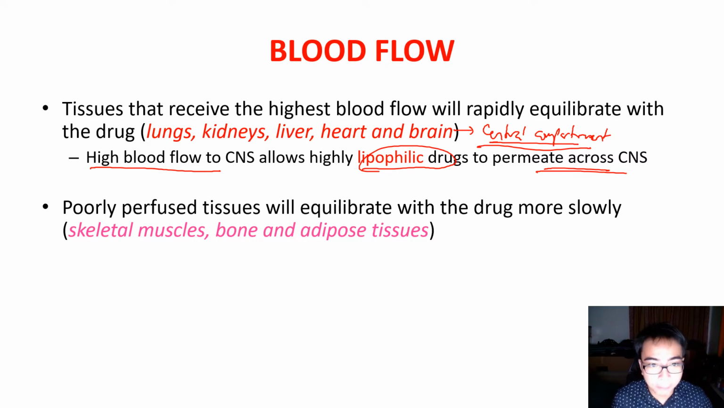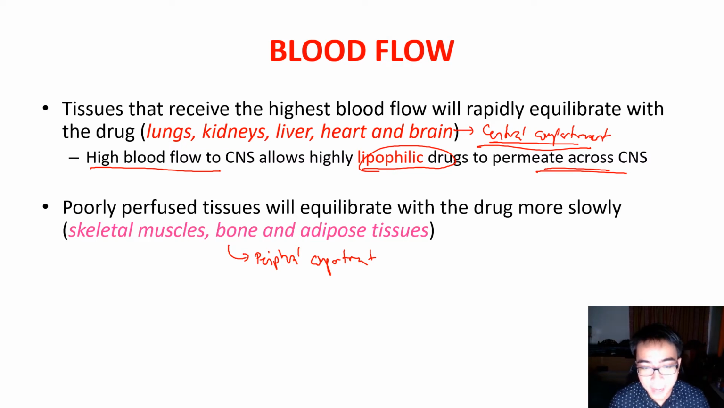Okay. So, poorly perfused tissues will equilibrate with the drug more slowly, like skeletal muscles, bone, and adipose tissues. Now, these poorly perfused tissues, class, are actually part of the peripheral compartments. Ito yung mga organ systems or tissues, class, that are poorly perfused. Hence, they are categorized under one compartment. So, tinatawag na lang sila na peripheral compartment. We'll talk more about this, class, when we talk about the various compartment models used in pharmacokinetics.